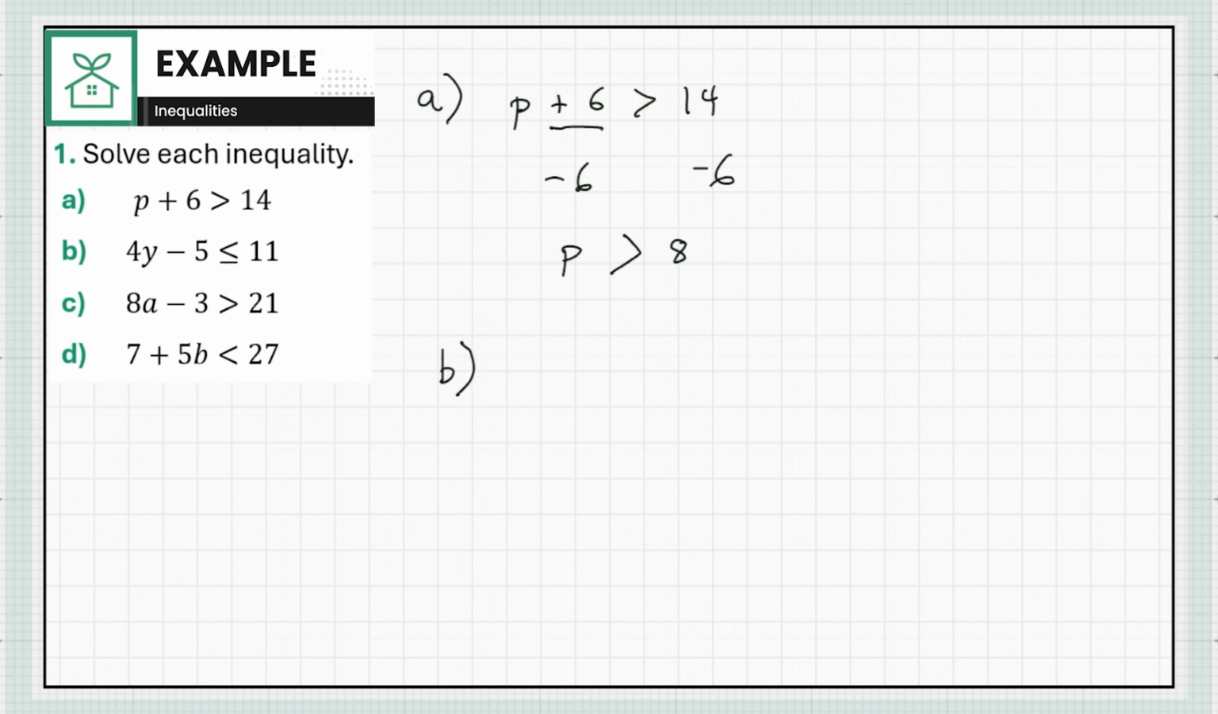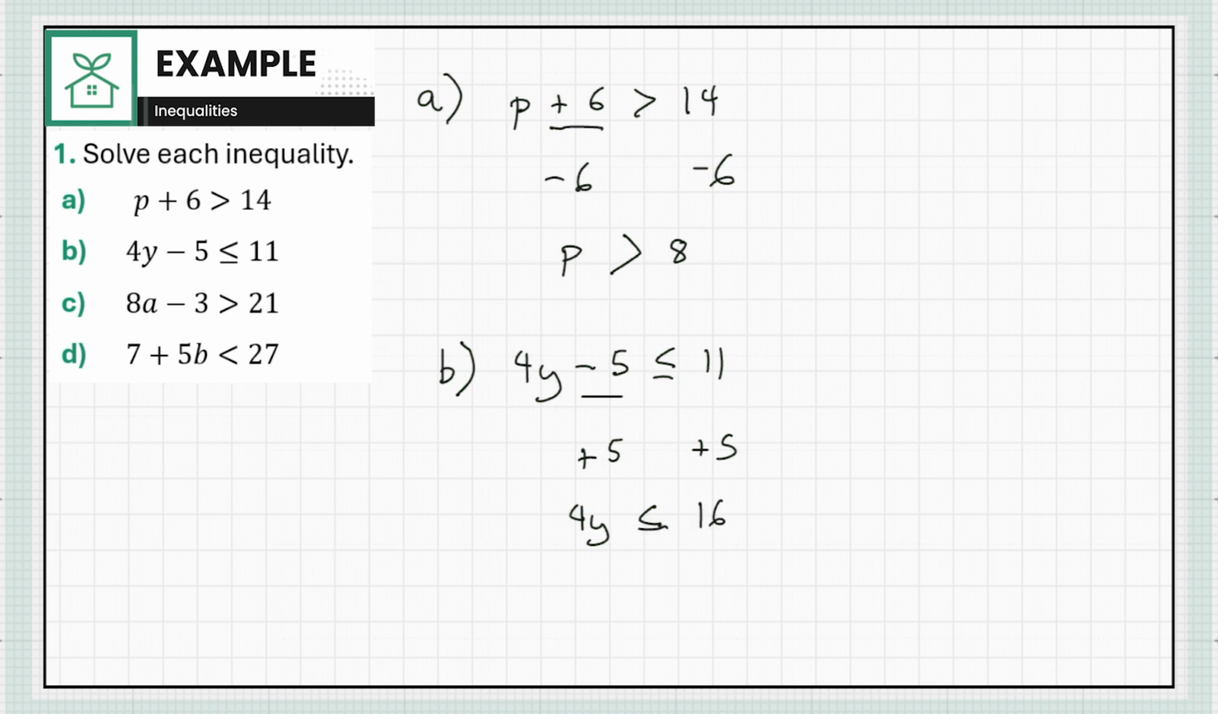If we look at B, we have 4y minus 5 is less than or equal to 11. That's quite complicated, so let's make it simpler. Let's get rid of this first term here, this negative 5, by adding 5 to both sides of the inequality. Now we have 4y is less than or equal to 16.